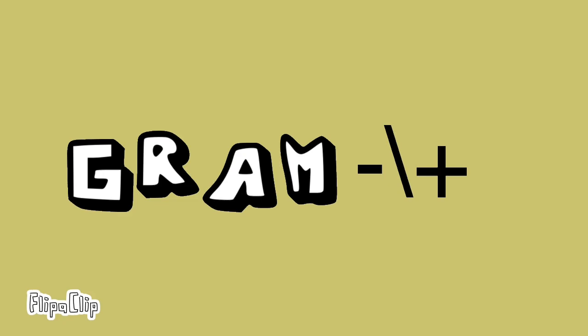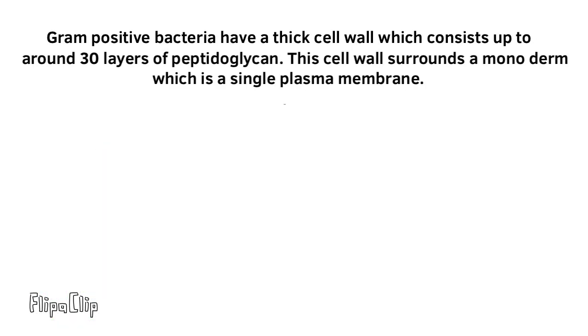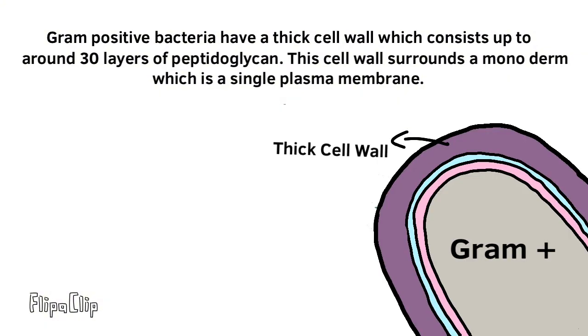Gram-positive and gram-negative. Bacteria can be classified based on the reaction to the gram stain, which identifies them as gram-positive or gram-negative based on the chemical and physical properties of their cell walls. Gram-positive bacteria have a thick cell wall which consists of up to around 30 layers of peptidoglycan. This cell wall surrounds a monoderm, which is a single plasma membrane.